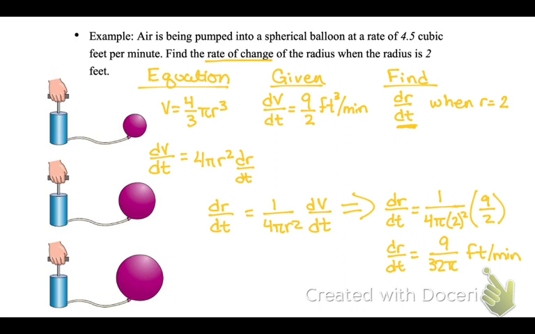I put second on my paper, but it's not second, it's minute, isn't it? Yep. Wait, why did we go 1 over 4 pi r squared? Because we wanted to solve for dr/dt, and this wasn't solved for dr/dt. It's multiplication, so you multiply by the reciprocal. Sometimes your equation's set up like you need it, and sometimes it is not.